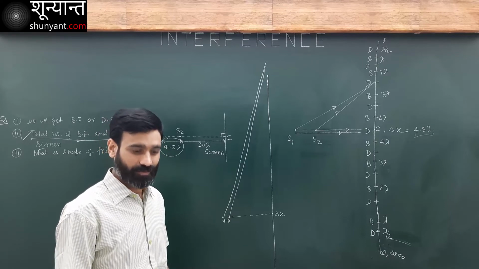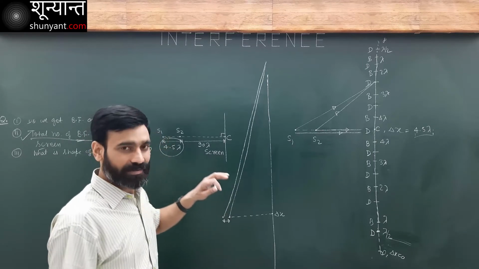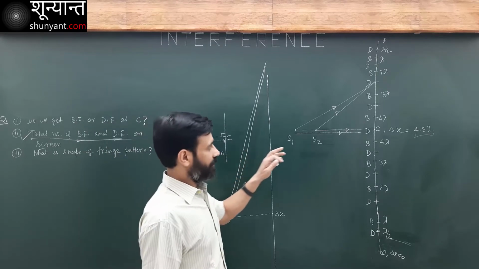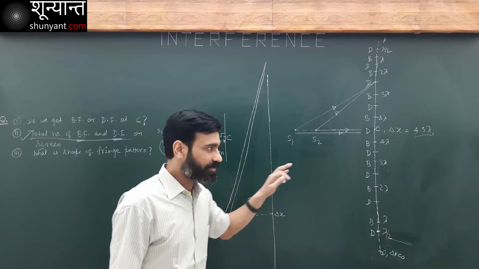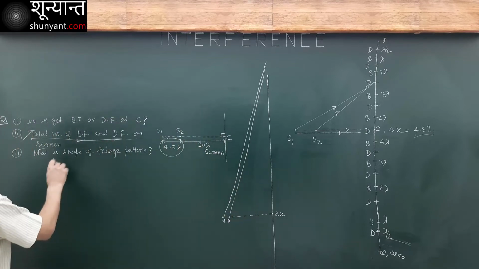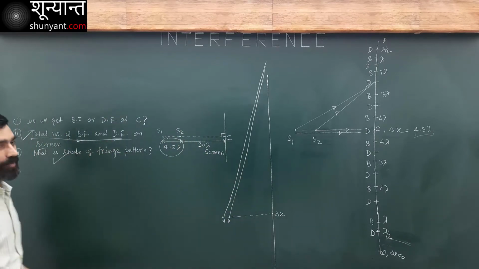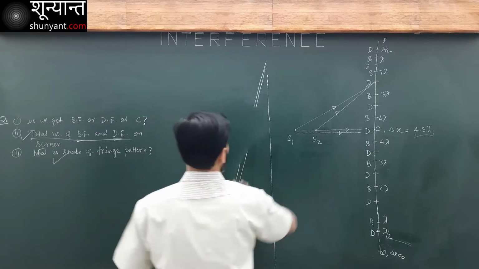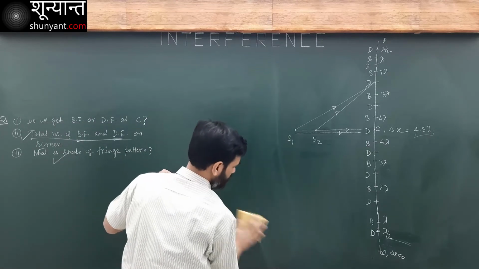Okay, understood? Now, if I ask you a different problem, did you see this? Okay, let's answer this. What is the shape of the fringe pattern? What do you think the shape is going to be?